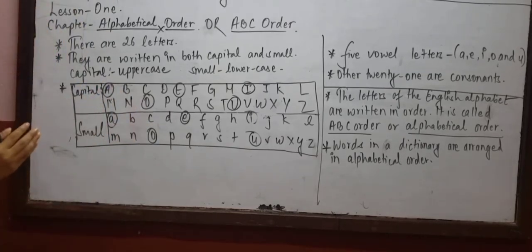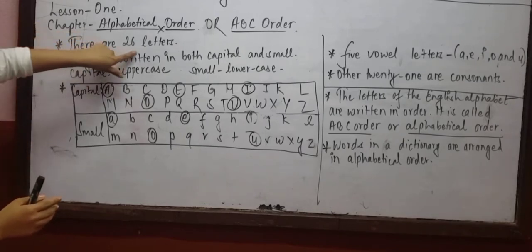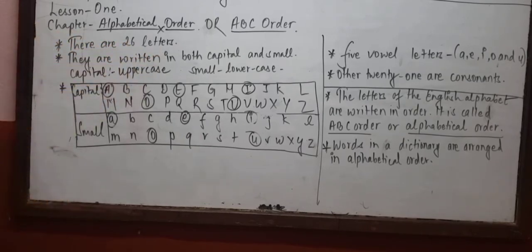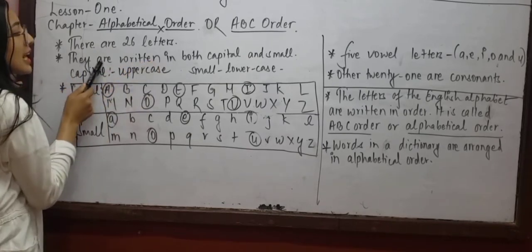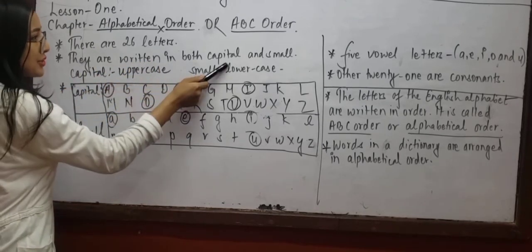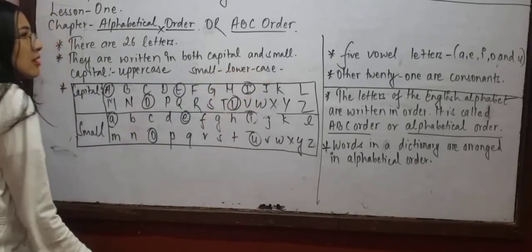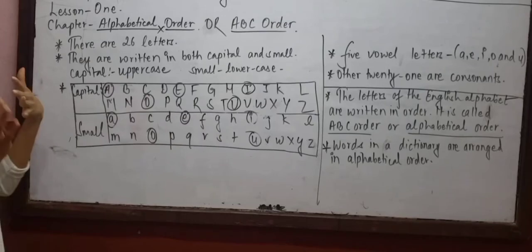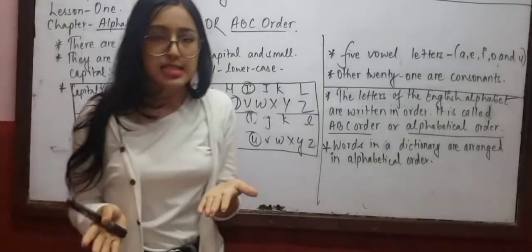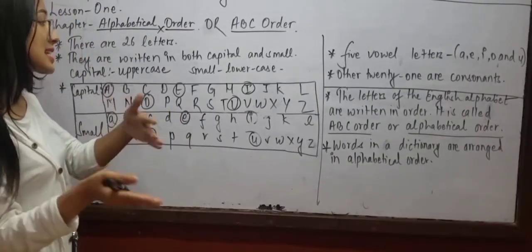Now the main grammar points are, there are 26 letters. How many letters are there in the English alphabet? There are 26 letters. They are written in both capital and small letters. English alphabets can be written in both the letters, capital and small. Capital letters are also called uppercase letters. Small letters are also called lowercase letters.